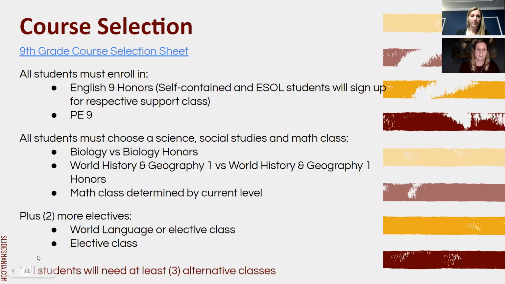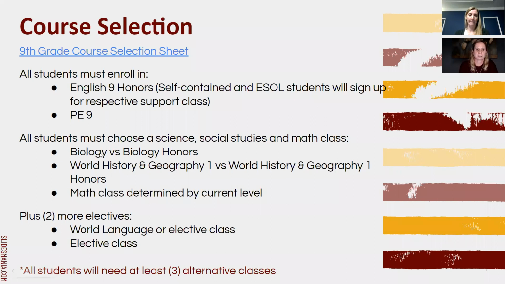What everyone has the same is English 9 honors and PE 9. We're all level, everyone takes honors here, unless you are self-contained with an IEP, or if you're an ESOL student; those students will take those respective support classes. We've been doing English 9 honors with a lot of success. Teachers are very good at differentiating, and so we're super excited about that. And our teachers are very excited about it, since we've been very successful.